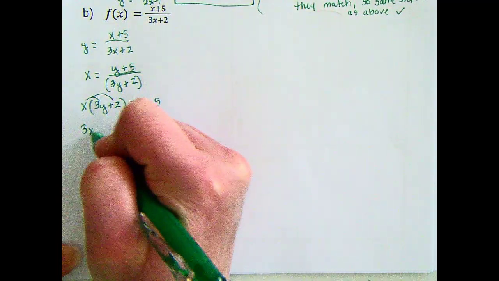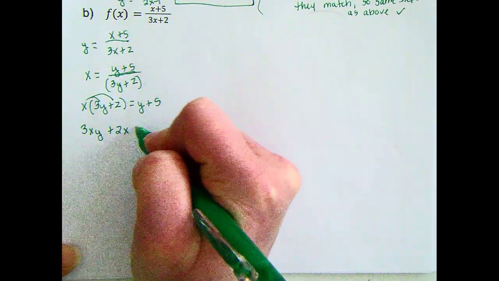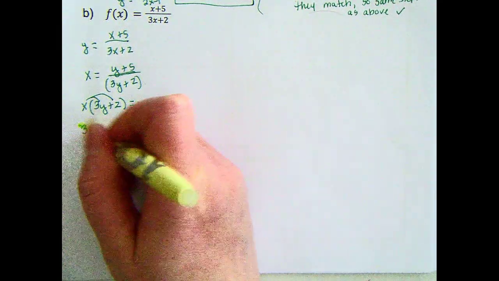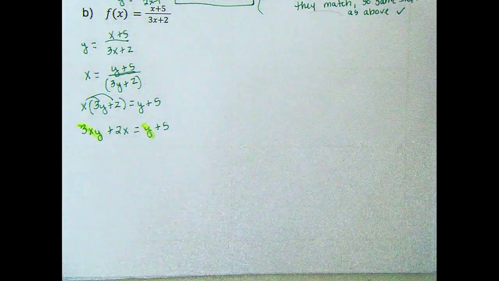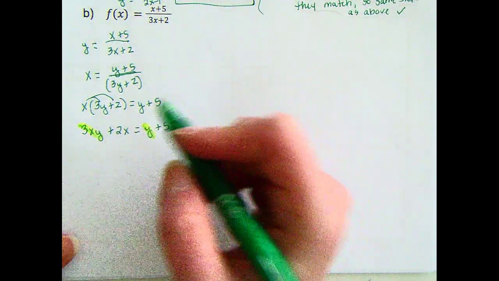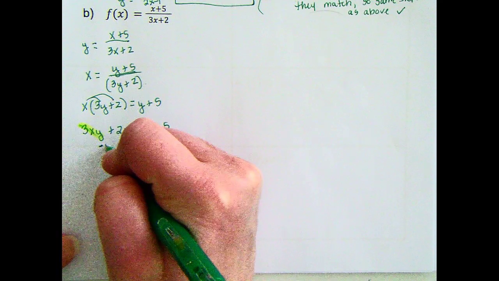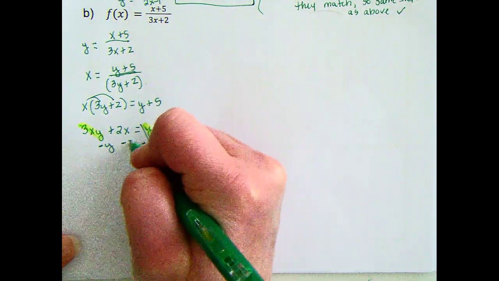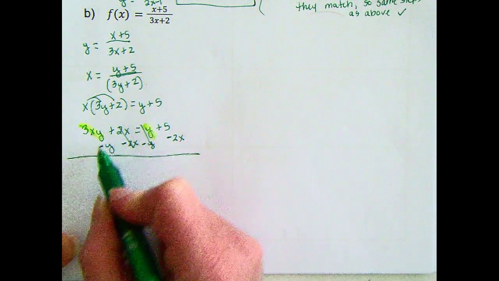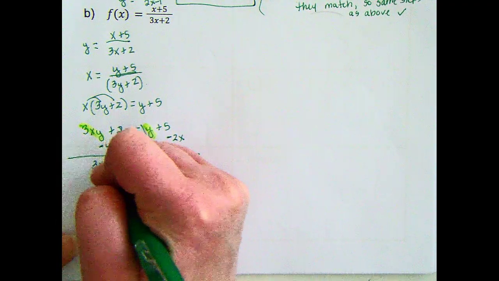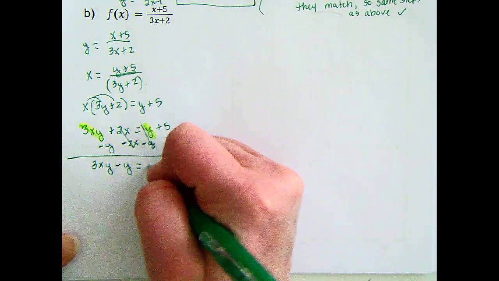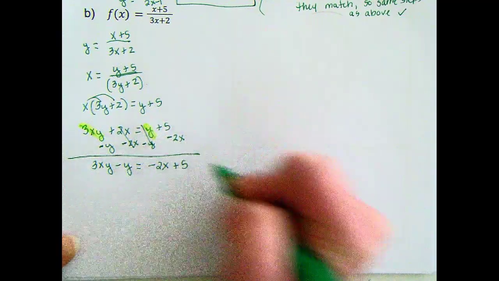Now I have 3xy plus 2x is equal to y plus 5. And hopefully you note that I need to get this y and this y on the same side. So whether you choose to go left or right, whatever, it doesn't matter. I'm going to put my y's on the left. So I'm going to subtract this y over. And then I'm going to subtract the 2x over. So I'm going to have 3xy minus y is equal to, I'm going to put the negative 2x first out of habit, negative 2x plus 5.